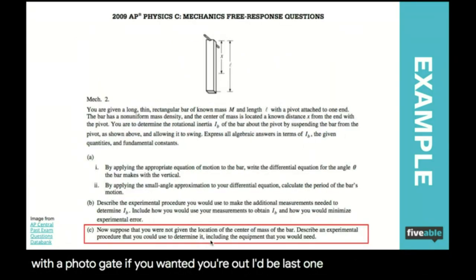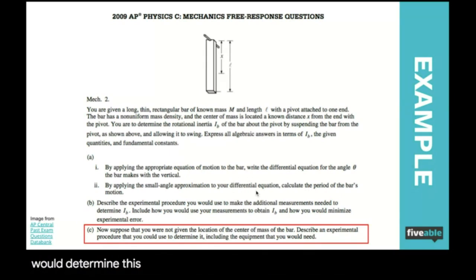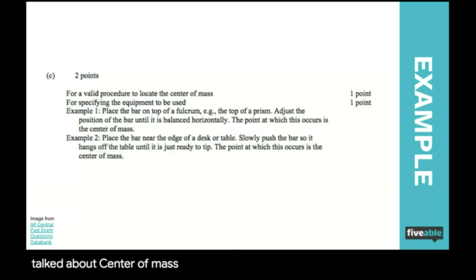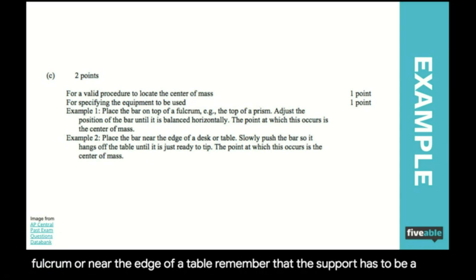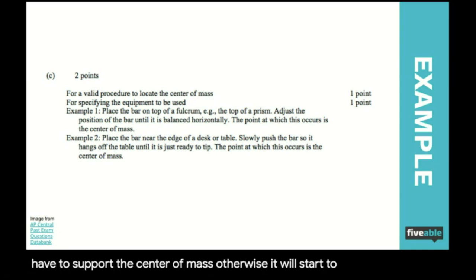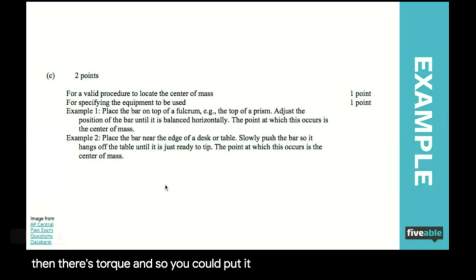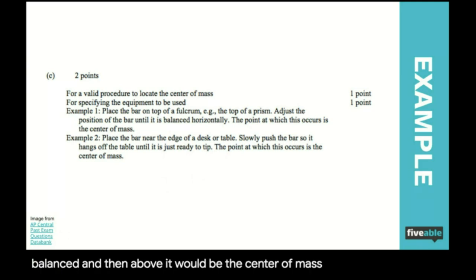Last one, it asks how you would determine the center of mass of the bar. This harkens back to when we talked about center of mass. The easiest way would be, like it says, to put it on a fulcrum or near the edge of a table. Remember that you have to support the center of mass, otherwise it will start to rotate, because then there's torque. So you could measure it so that it's balanced, and then above the support would be the center of mass. So that's physical pendulums, and like I said, the fastest thing ever.